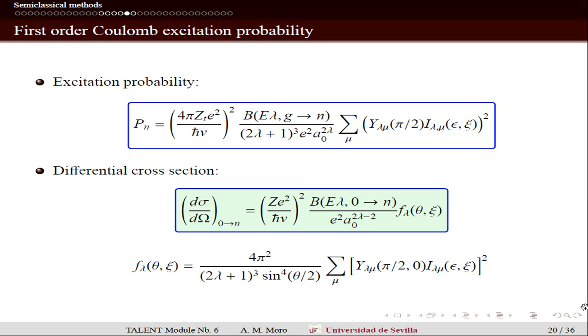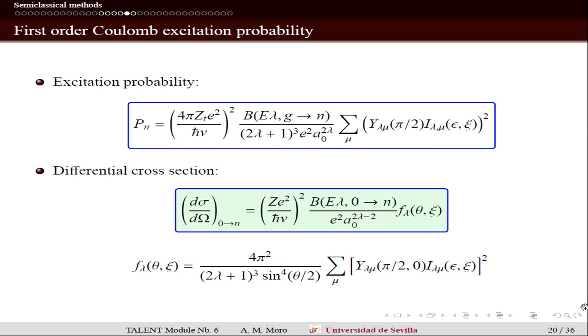So let me show you also the expression of the excitation probability. The excitation probability is related to the square of the C's, these amplitudes. In this first order approximation it is given by this expression here. And as we said, it will be proportional to the electric transition probability. And the cross section, remember, we obtain as a product of the classical elastic cross section, that is the Coulomb differential cross section, times this probability.